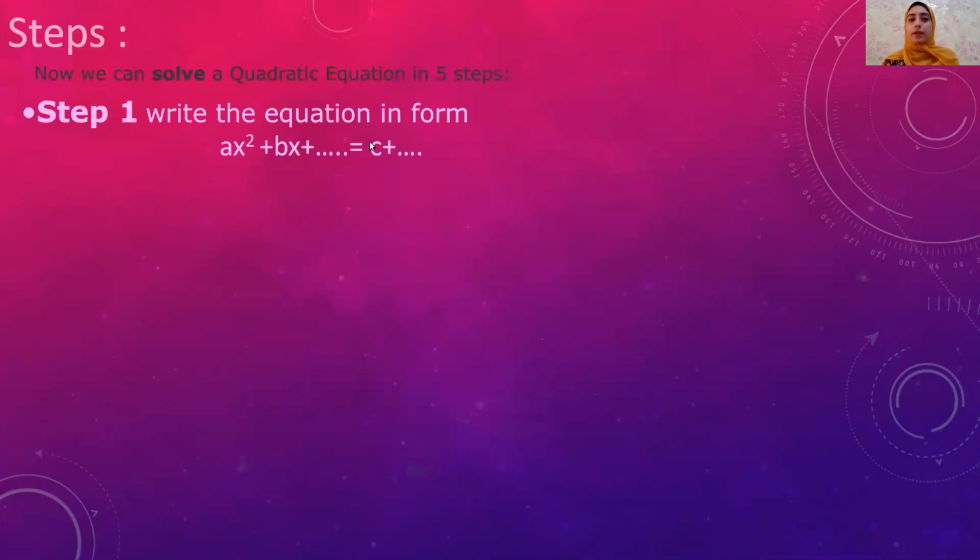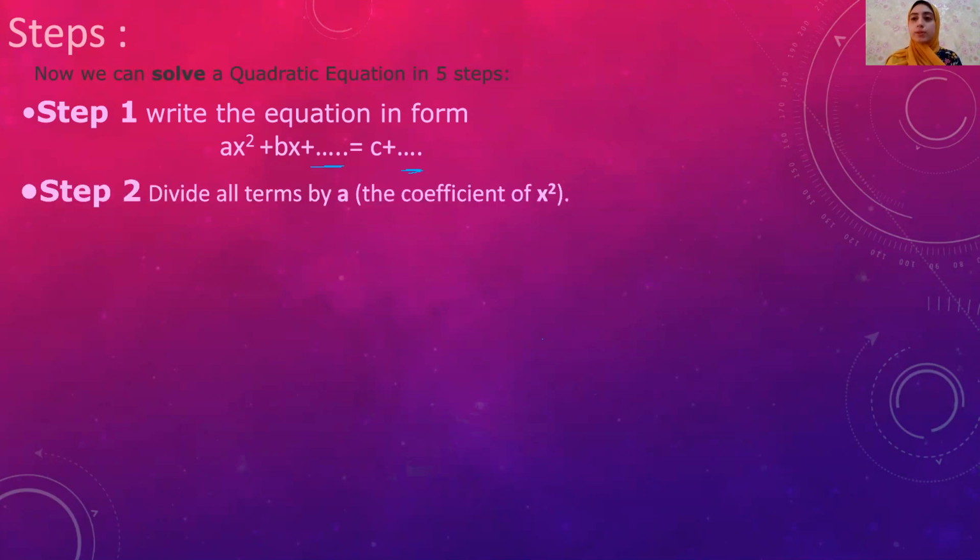So the idea behind completing the square is we want to be able to factor the left side of the equation so that it is a perfect square trinomial, meaning it has two of the same factors as we saw in the previous example. We have some steps to create a perfect square trinomial. So let's take a look at how we are going to do that. Okay, step number 1. Write the equation in form ax squared plus bx plus space, we don't write anything here, equals c plus space, we don't write anything here, okay? Step 2, divide all terms by a, the coefficient of x squared.